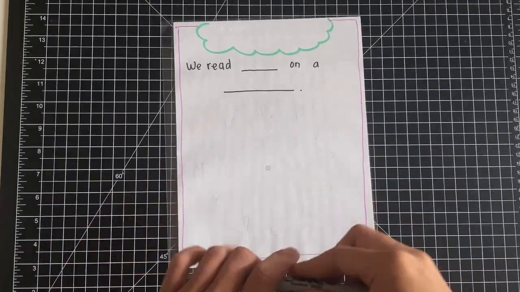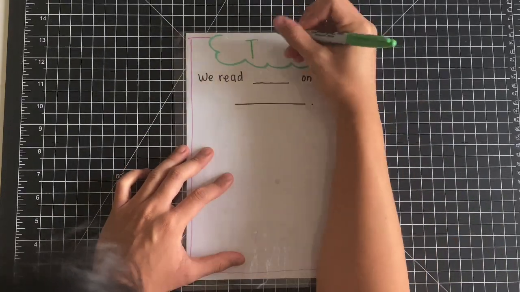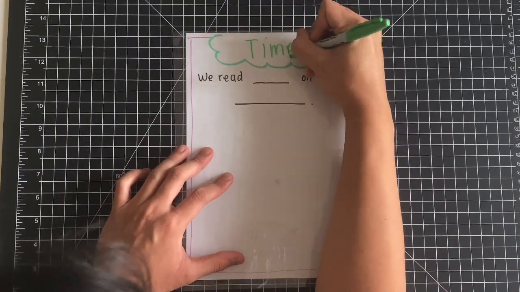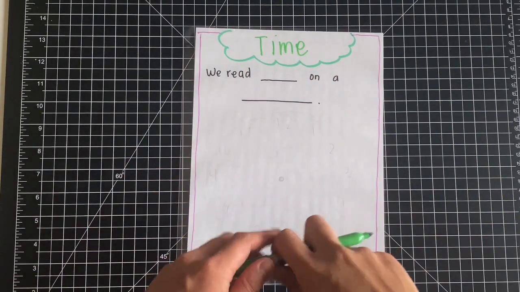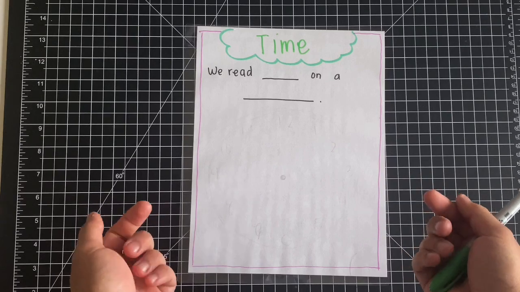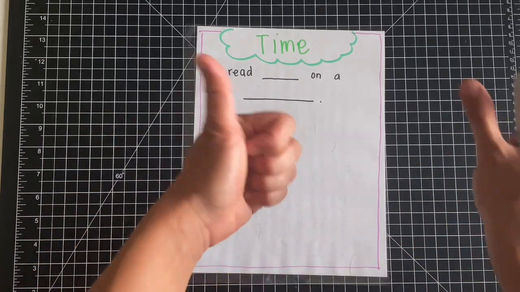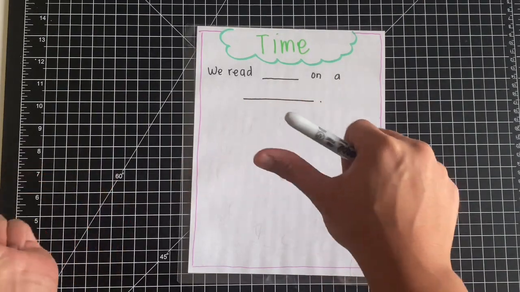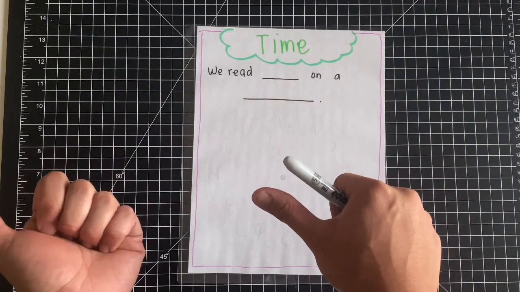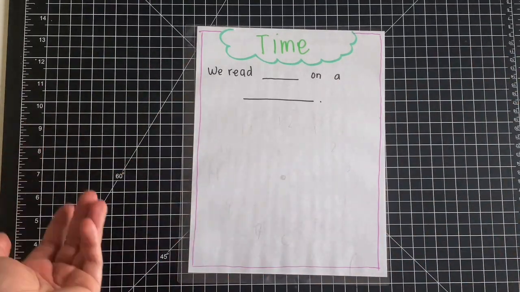Okay, friends, for today, we are going to talk about something called time. Can you say time? Time means things that are taking place right now. Time can also mean things that took place in the past, like yesterday. Time can also mean things that will take place in the future, like tomorrow.